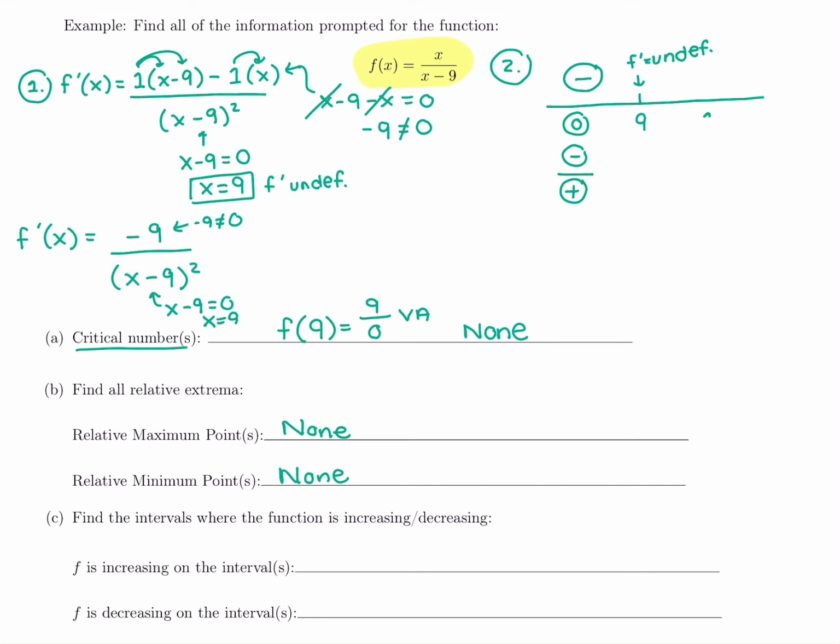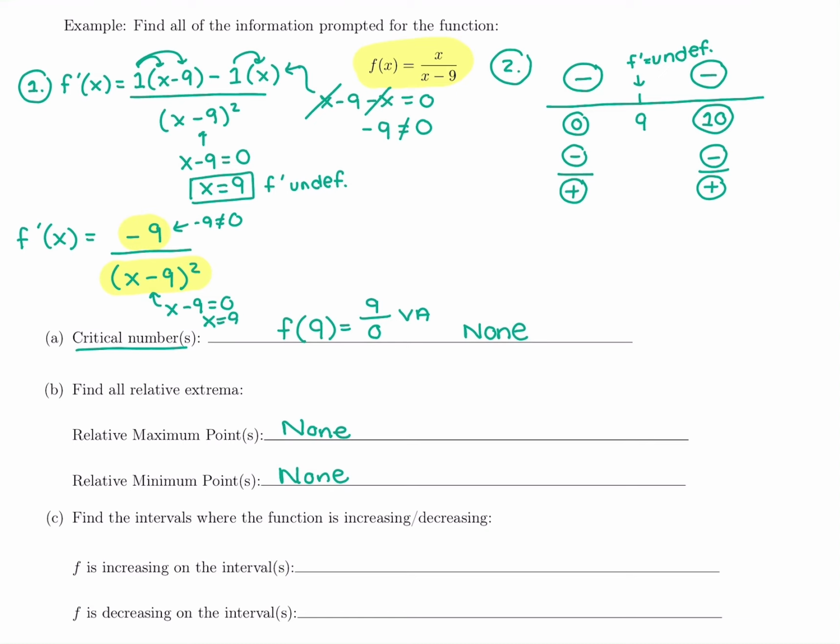After 9, I can plug in anything. I might just plug in 10. Or you can plug in any number. I'm just going to plug in 10 to the derivative always, not the original function for a sign chart. The numerator is negative 9, so it's always negative. The denominator, 10 minus 9 is 1. 1 squared is going to stay 1. So negative divided by a positive is negative. We're going from decreasing to decreasing. There's no sign change to give us a relative extrema. We also know that it's a vertical asymptote anyway.